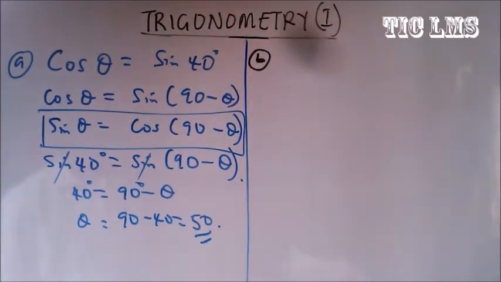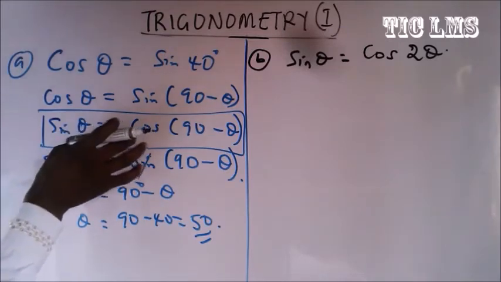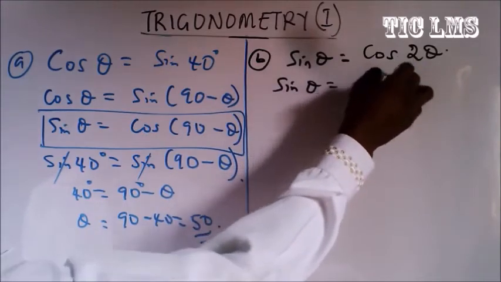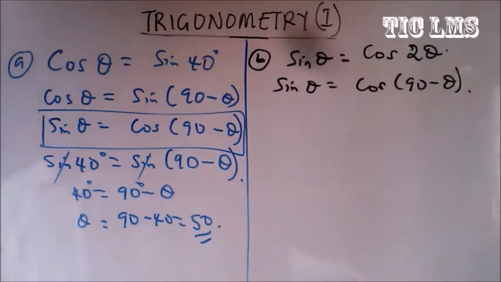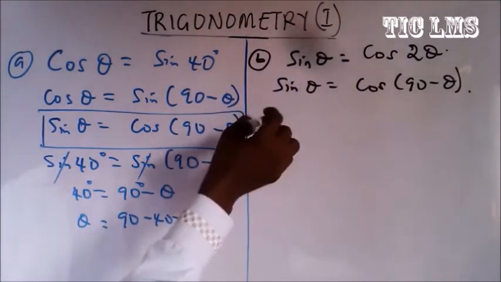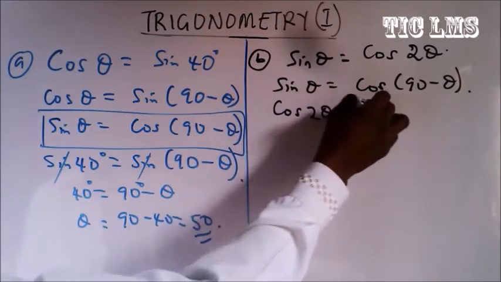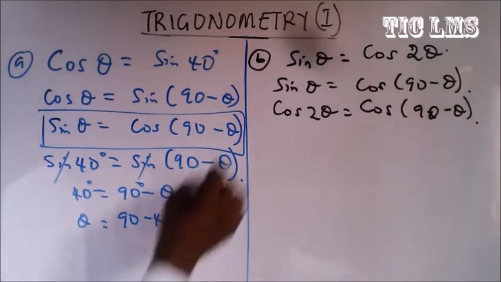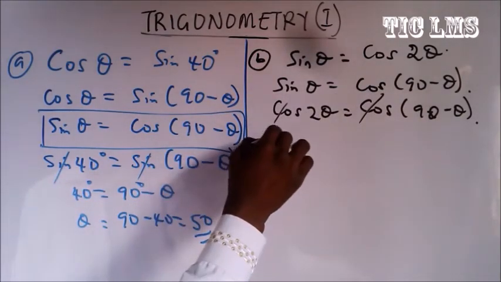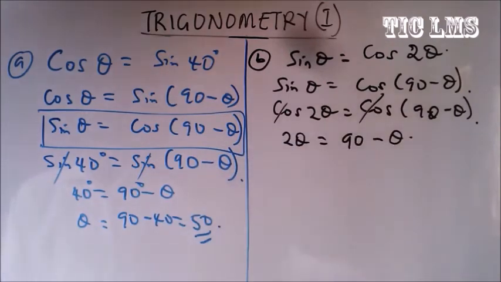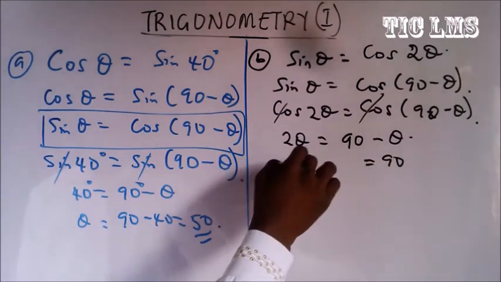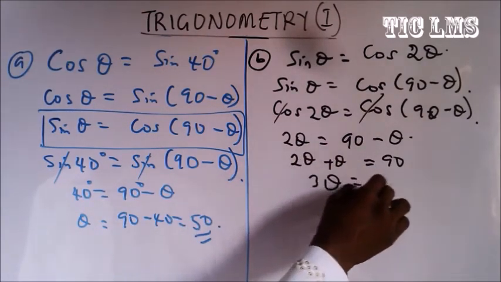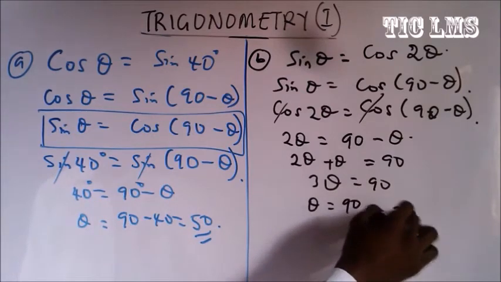Next question says, sin θ equals cos 2θ. In this case, we are to find the value of θ. And how do we find it? We would make use of this particular one, that is sin θ equals cos(90 minus θ). The idea behind it is that sin θ is sin θ here, so we can equate this with this. And so we'll have that cos 2θ equals cos(90 minus θ). Since cos are the same, we'll take that out. And so we have 2θ equals 90 minus θ. We collect like terms. So 90 equals 2θ plus θ, which gives 3θ equals 90. And so θ equals 90 divided by 3, and so we have 30 degrees.